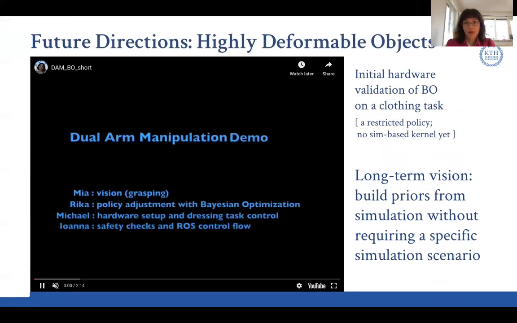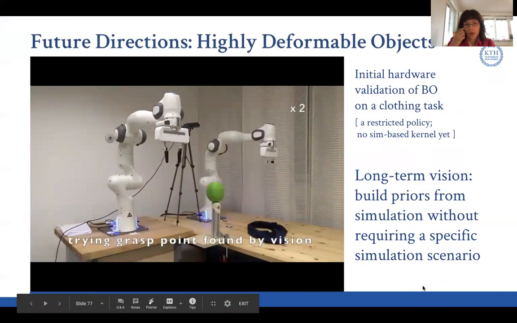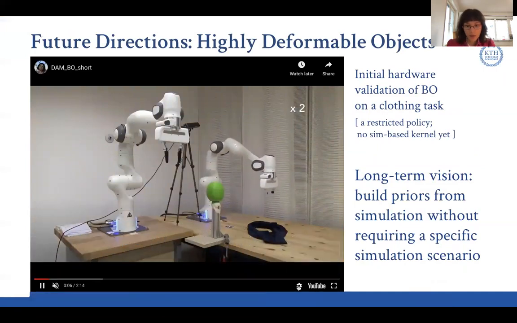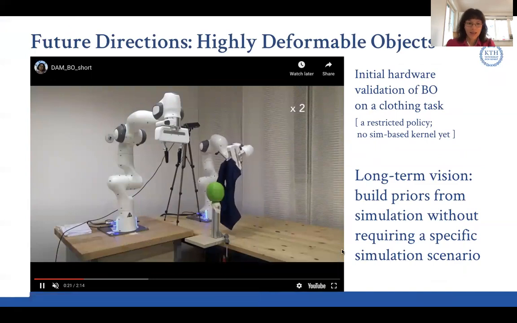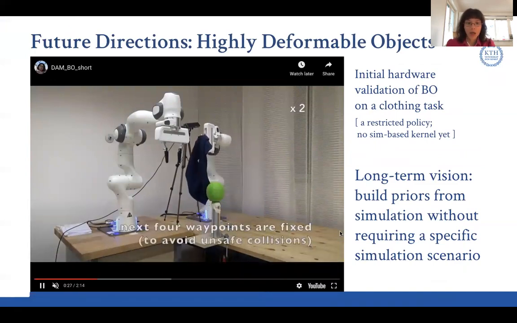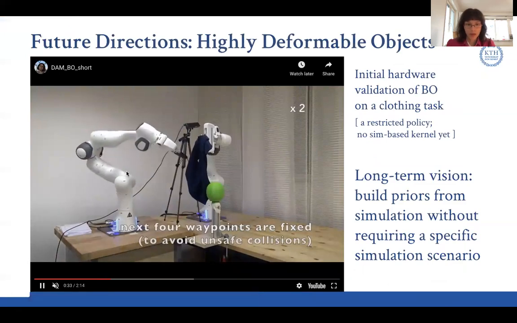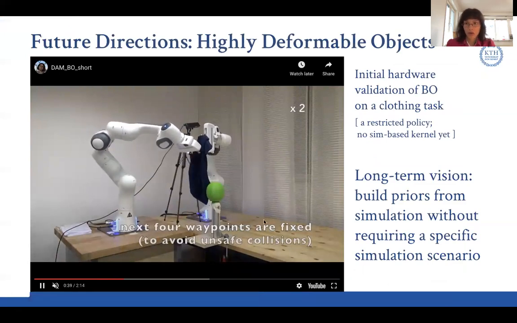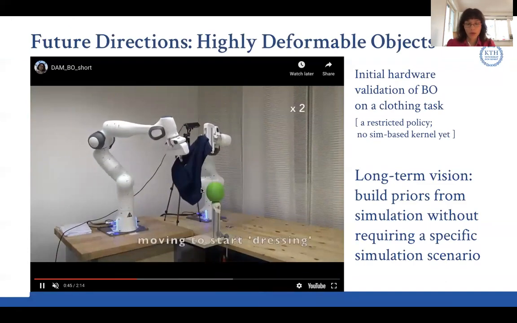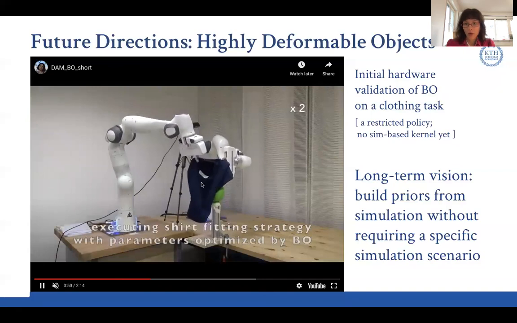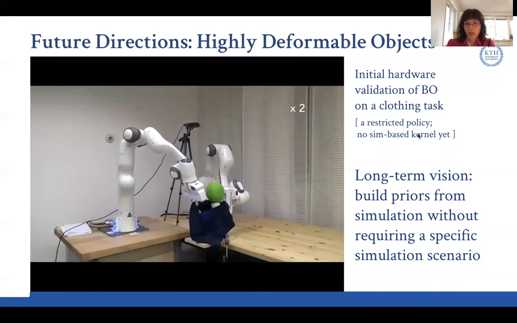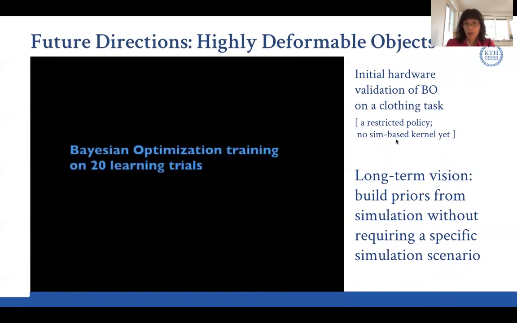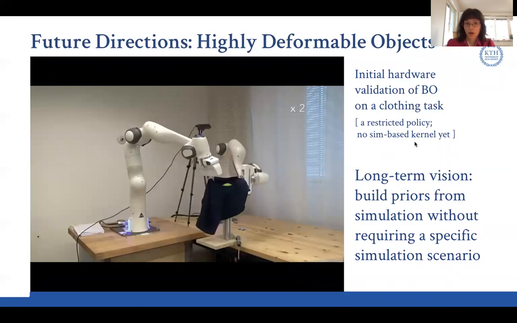And now I will very briefly summarize the future directions. So here, let me speed this up. This is an example of how we would like to do deformable object manipulation, which is a whole different level of complexity. This is together with people from our lab. They set up this hardware environment where you can execute simple vision algorithms in order to pick up this shirt. But then here I'm optimizing the parameters of the controller that actually puts the shirt over the head of the mannequin with Bayesian optimization. Now here it's just optimizing parameters of a restricted policy, no simulation-based kernel yet.